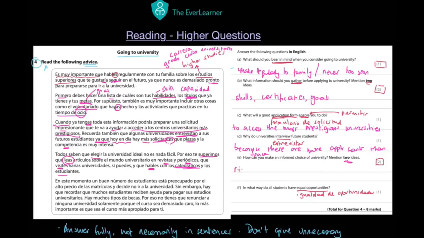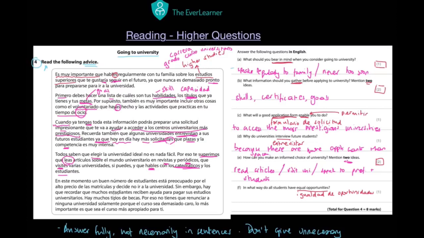Read articles in magazines and newspapers, visit universities, and speak to professors and students. Okay, so two of these three would do. And then in F, what way do all students have equal opportunities? In what way do all have equal opportunities?